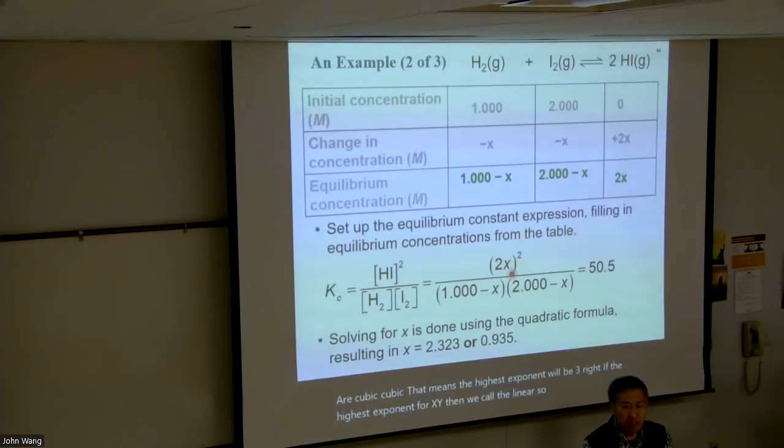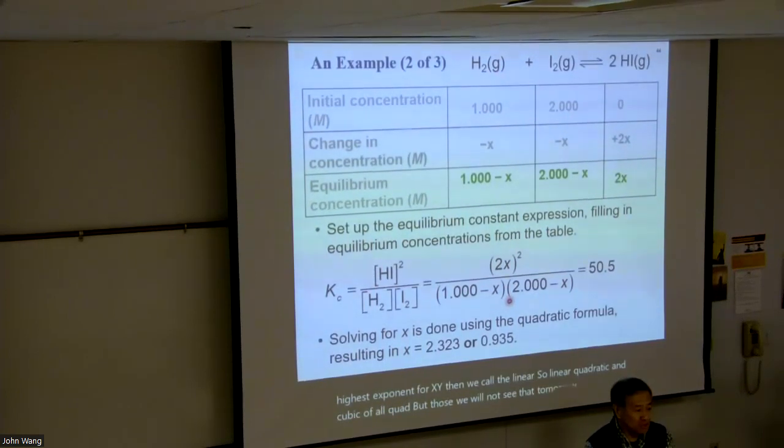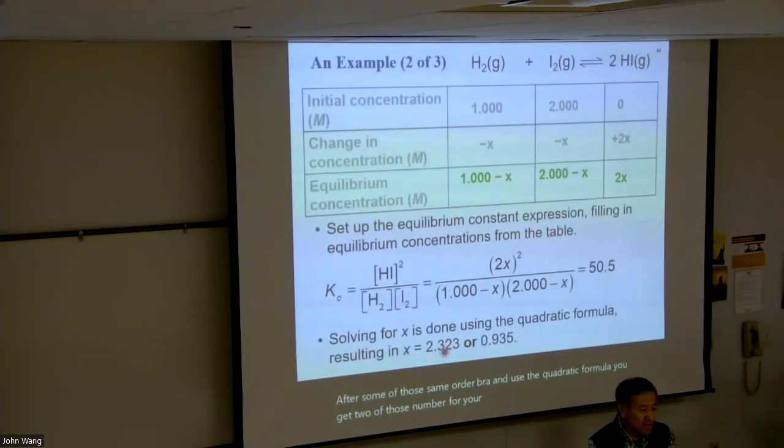So linear, quadratic, and cubic. I just tell you, after some algebra and using the quadratic formula, you get two values for x. So how many values of x will you get depends on the exponent. If the exponent is 1, you will only get one. If the exponent is 2, you will get two x values. Sometimes the two will be the same. And if you have a 3, then you have three. For this case, we have two values of x and they are different.